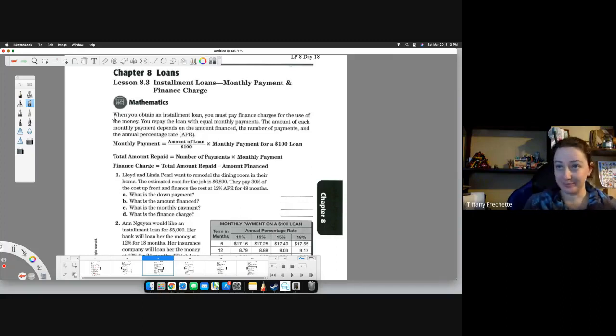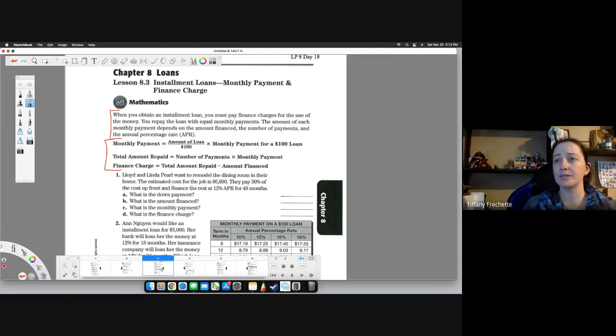All right. So let's go ahead and read the little summary they give us here. When you obtain an installment loan, you must pay finance charges for the use of the money. You repay the loan with equal monthly payments. The amount of equal monthly payments depends on the amount financed, the number of payments, and the annual percentage rate. So then they give us these equations here.